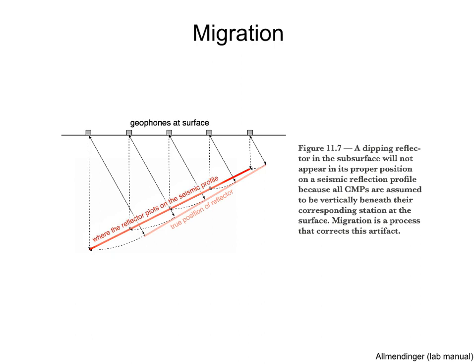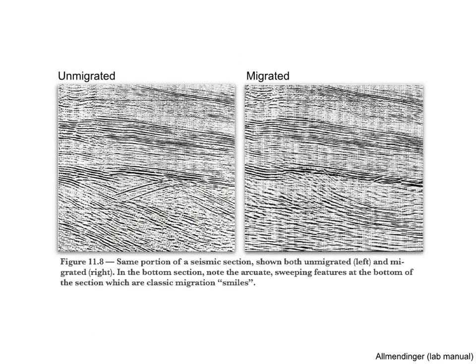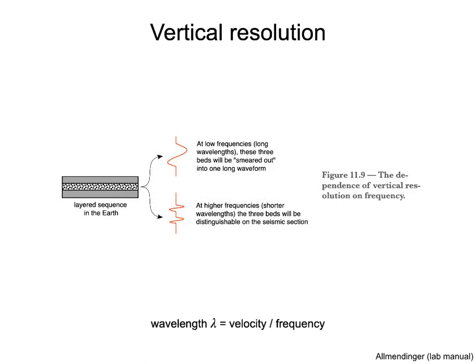The process of migration corrects this artifact. This figure shows a non-migrated and migrated section. The migrated section can be identified because it has broad migration smiles at the bottom and edges. Migration also removes diffractions.